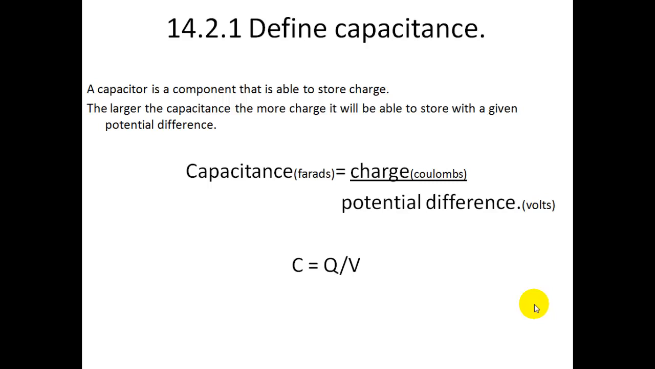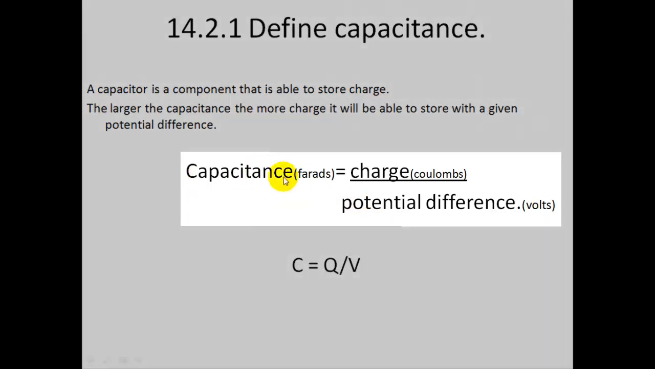14.2.1 Define capacitance. A capacitor is a component that is able to store charge. Imagine a bucket. The larger the bucket, the more charge that can be stored on it. So it's basically an ability, a capacity to store charge.